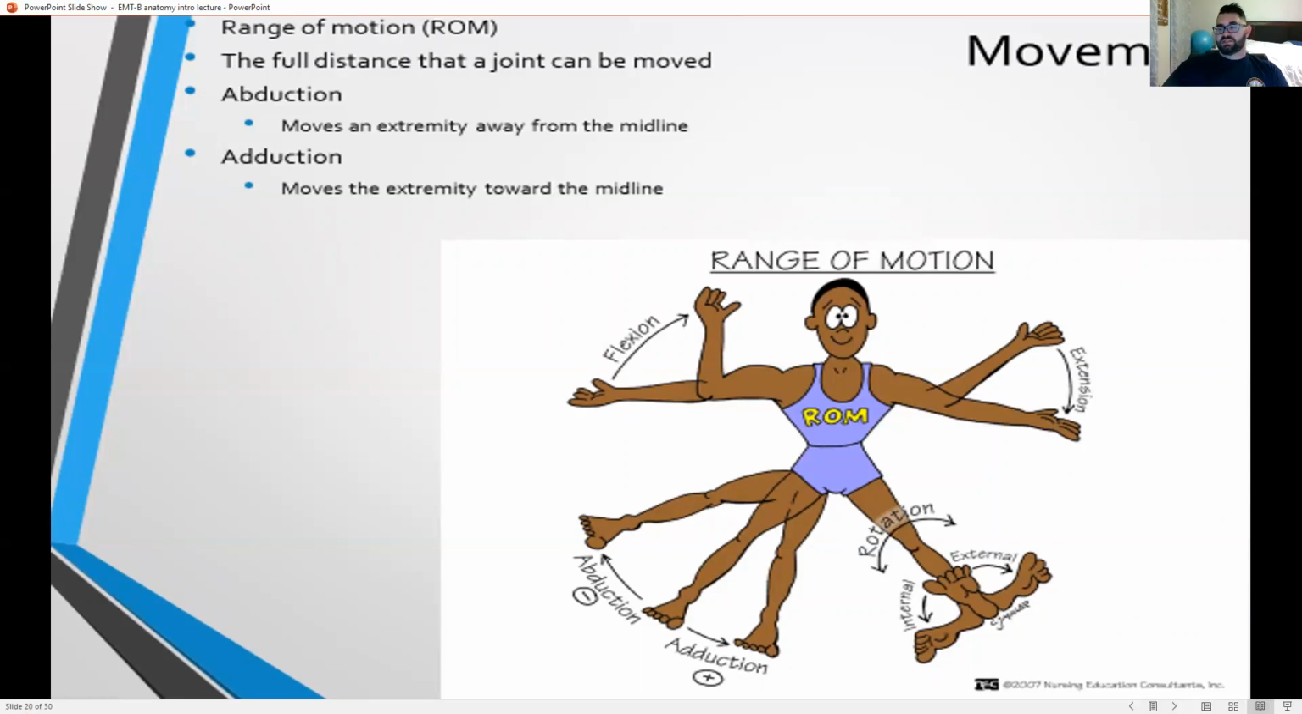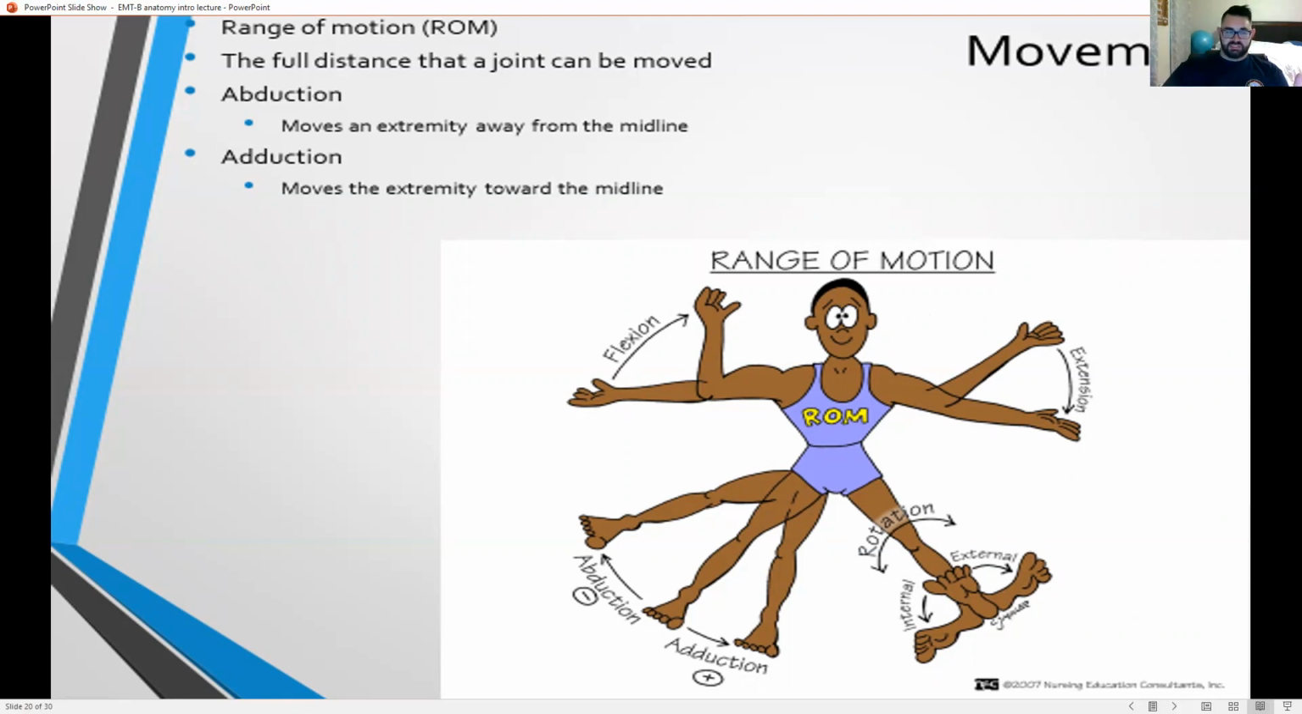But there are atypical individuals that are outside the normal range of motion. But most of us normal people, we have a normal range of motion, which is an area that we can do certain things, right? So that is the full distance that a joint can be moved.